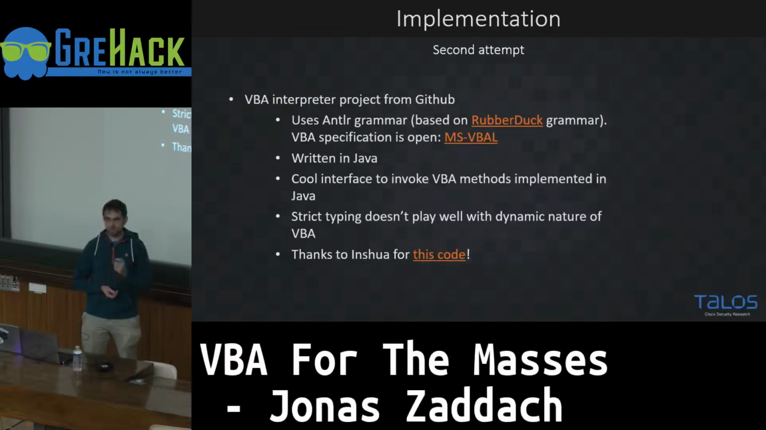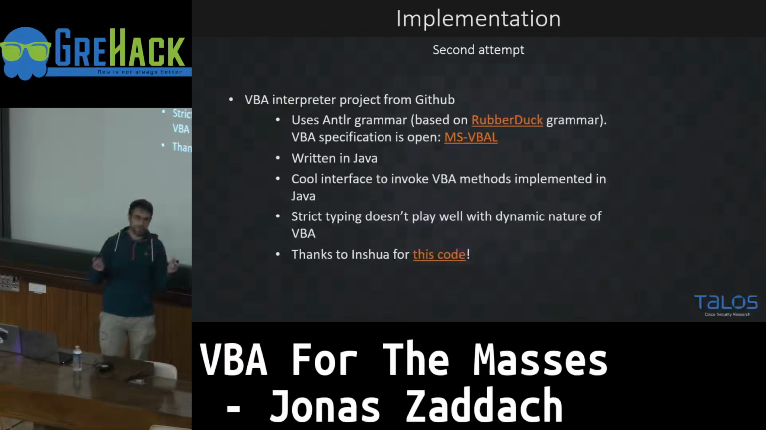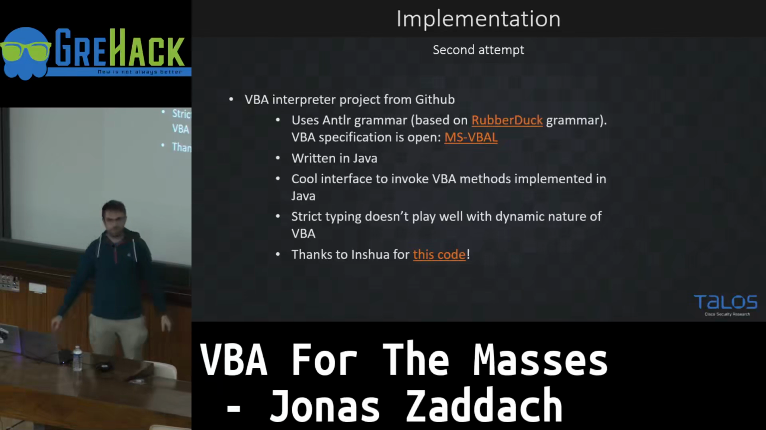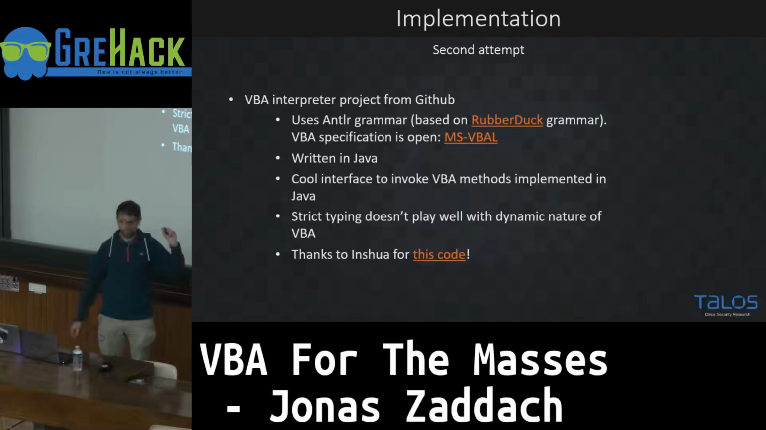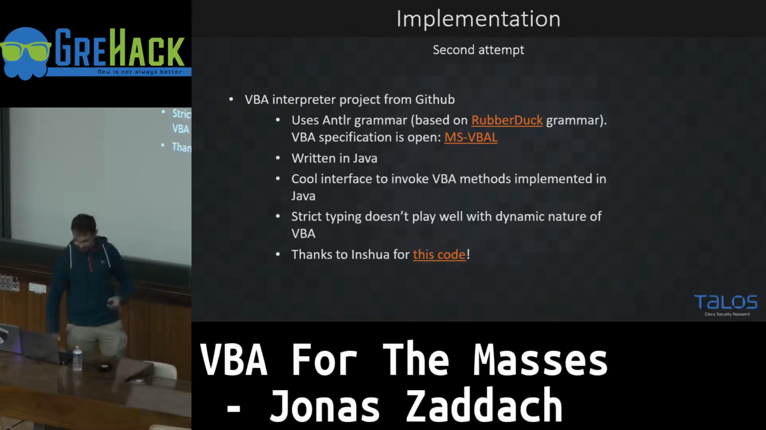But the problem with this code was that the guy tried to make everything compile. So VBA is pretty dynamic in its nature, a bit like Python. You can evaluate code at runtime, and you have a lot of objects that don't have a type that is known at compile time. And for these objects, it is hard to try to compile it statically. So I had to amend the project in this respect.